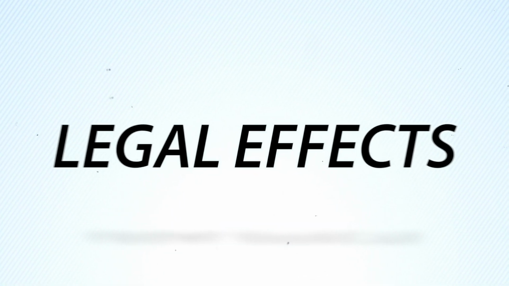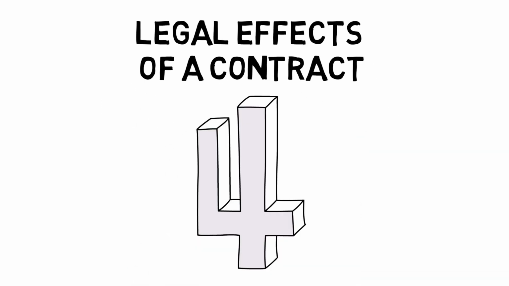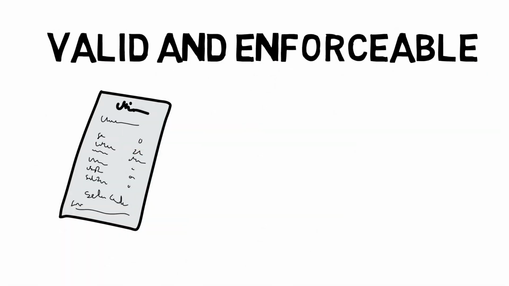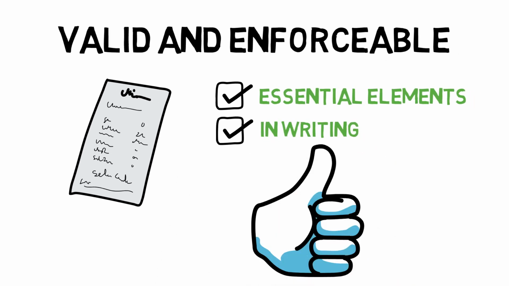Once a contract is signed, let's talk about the legal effects of that contract. There are 4 ways we have of classifying these contracts. One is a valid and enforceable contract. That simply means it has all the essential elements of a contract and it's in writing, which makes it enforceable. That's what we want all the time.